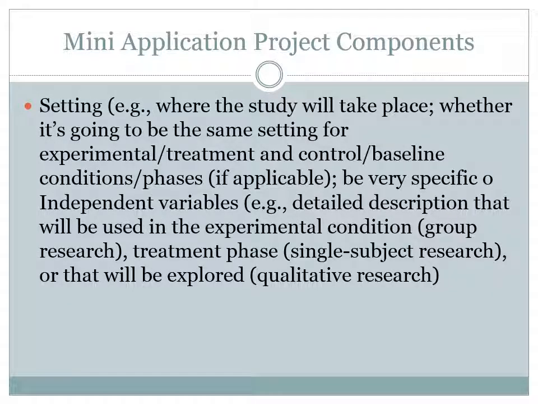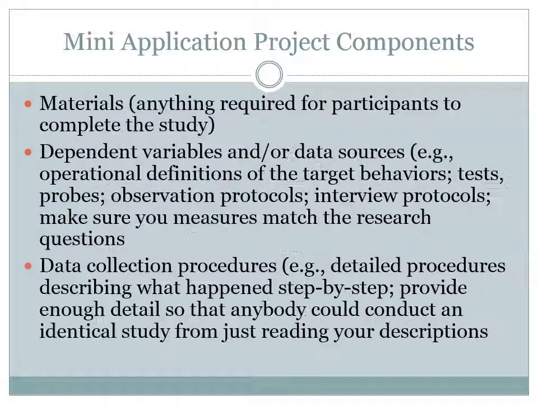You are also going to provide a detailed example of the setting. So where will the study take place? Is it going to be the same setting for the experimental treatment as the control and baseline? Be very specific. You're also going to include those independent variables, such as a detailed description of what will be used in the experimental condition, the treatment phase for single subject, or what will be explored in qualitative research.